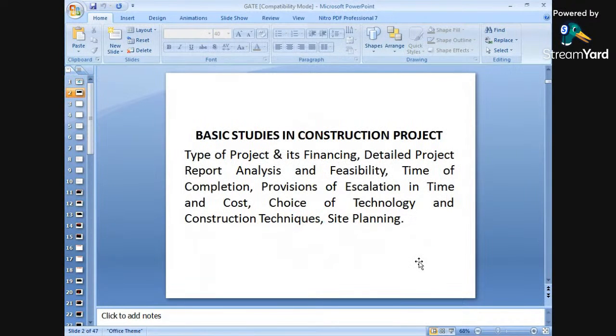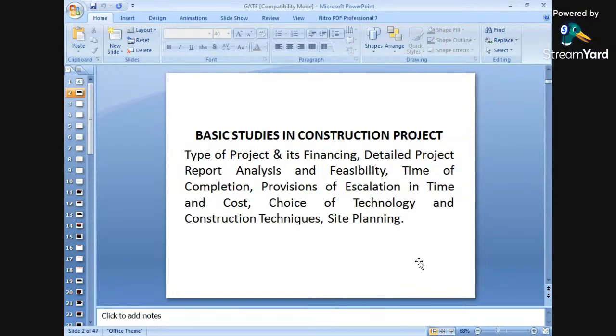First of all, what is management, or what are the basic studies in the construction of a project? Which things are to be considered related with the construction of a project? First we will see the types of projects and their financing. Then we will see the detailed project report and its analysis. And we will see the time of completion, provisions of cost escalations in time and cost, and choice of technology and construction, that is techniques and site planning. These are the main basic things related with construction of a project.